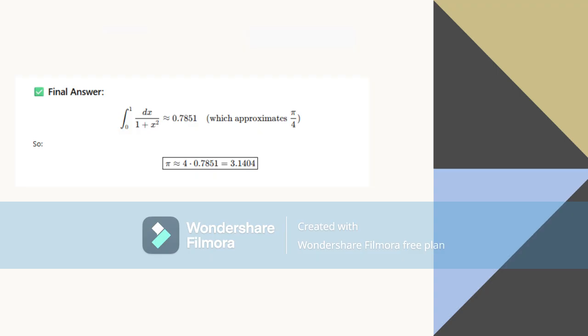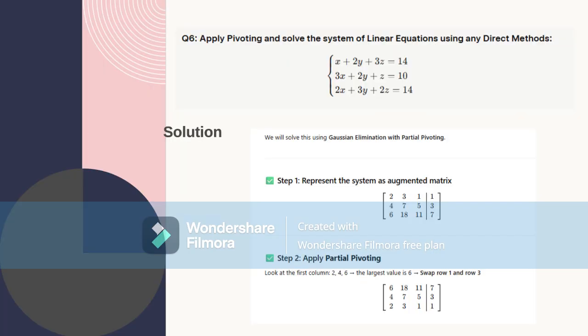Apply pivoting and solve the system of linear equations using any direct method. x plus 2y plus 3z is equal to 14, 3x plus 2y plus z is equal to 10, 2x plus 3y plus 2z is equal to 14. We will solve this using Gauss elimination with partial pivoting. Represent the system as an augmented matrix.